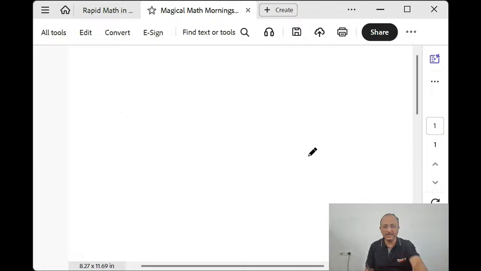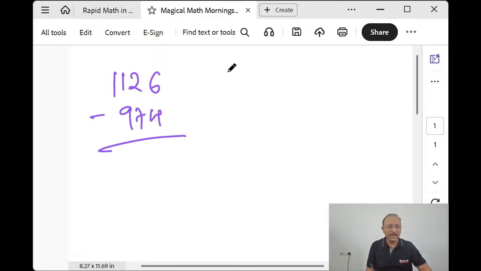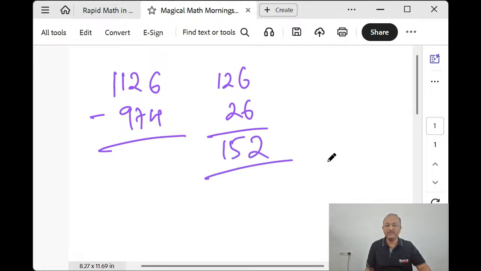Suppose you have a 4-digit number, let's take 1126 minus 974. This is 126 more than 1000, or I want to consider just 26 more than 1100, so we can take 126. And 974 is just 26 less than 1000. 126 plus 26, 152 is the answer. Isn't it very simple?